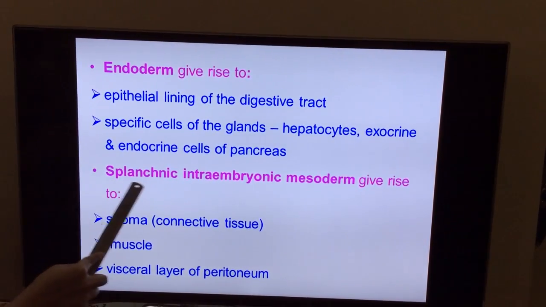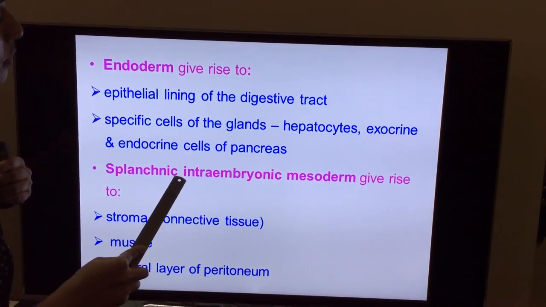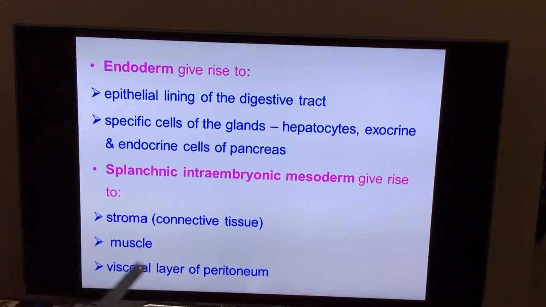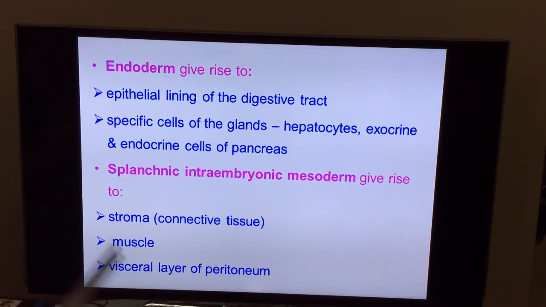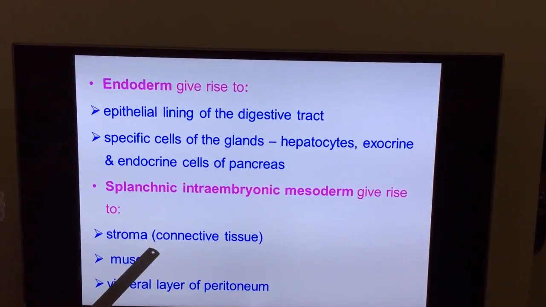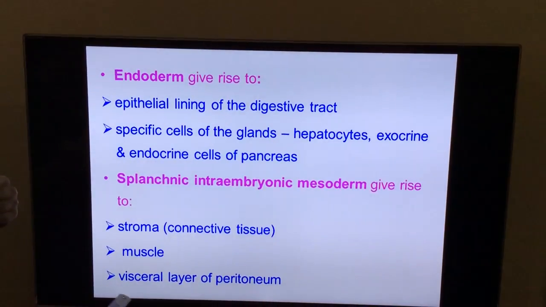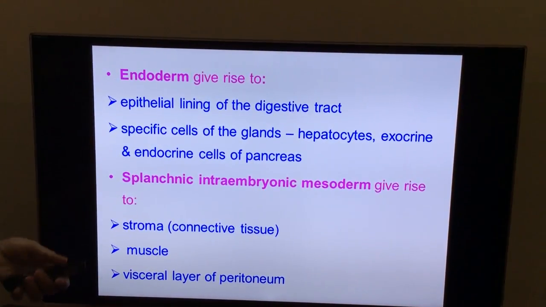So this splanchnic or visceral intraembryonic mesoderm gives rise to other layers of the gastrointestinal tract, which include connective tissue, muscle, and also a layer of peritoneum.